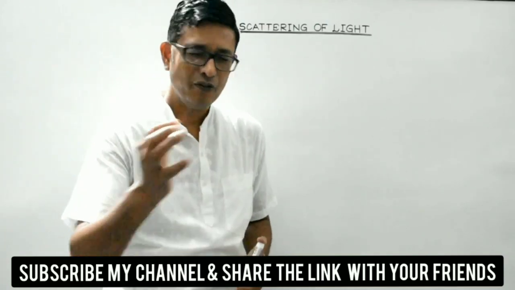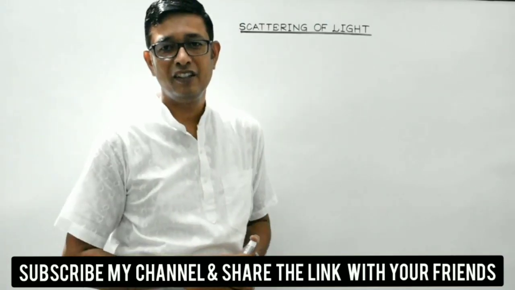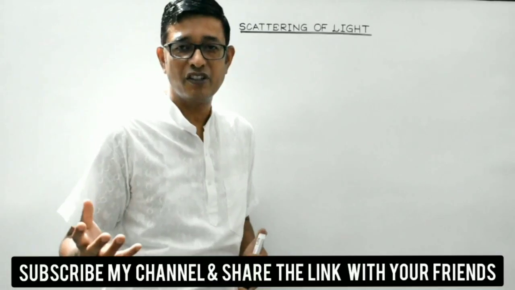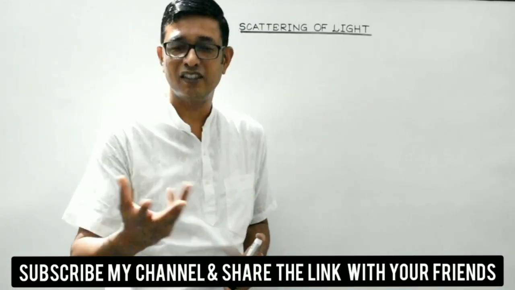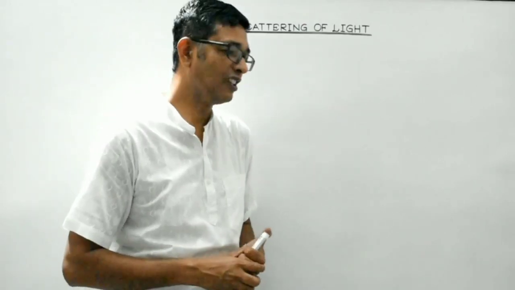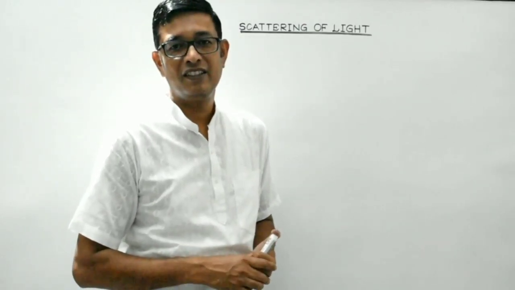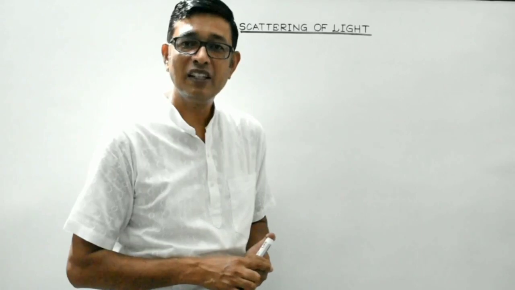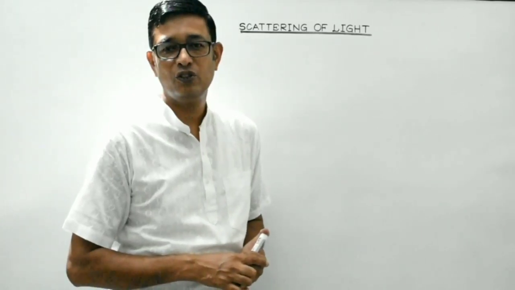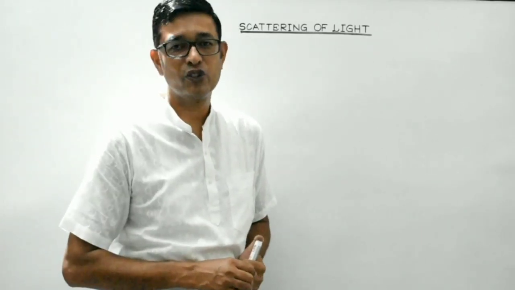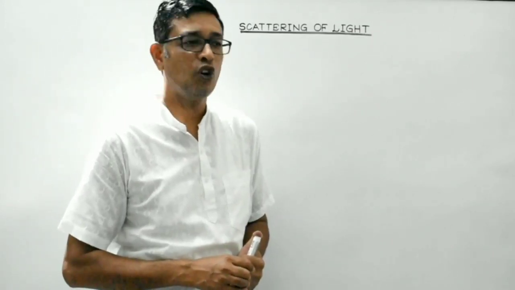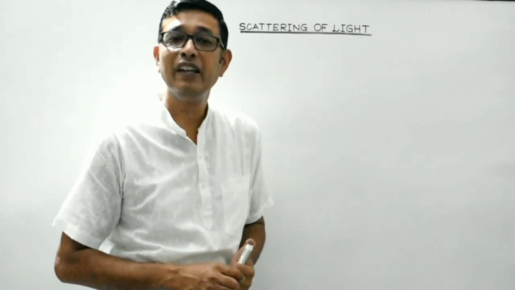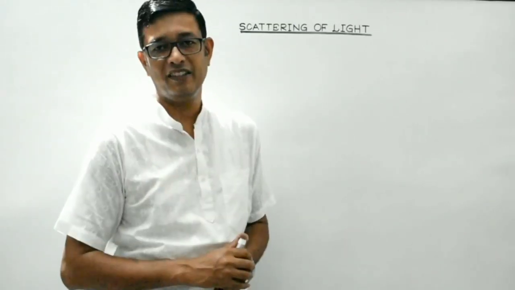So anyway, we'll discuss these things in detail. Then we will also discuss in this session the blue color of the sky, the red color used as a danger signal, and that during sunrise or sunset, the sun appears to be reddish. So these are all concepts which we'll be covering in this particular session, right? These natural phenomena are all based on scattering of light.